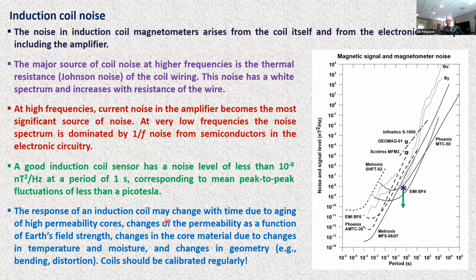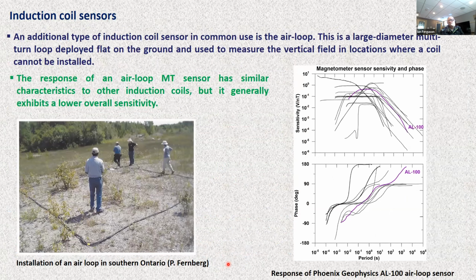Note that the response of a coil may change with time due to aging of the cores, the different response of the cores in the different Earth's field strengths, changes to the core material due to ambient conditions, and changes in the coil geometry, such as due to bending or distortion. Bottom line is coils should be calibrated regularly. We should also keep in mind the air loop sensor for vertical measurements. This will typically have a similar response to other induction coils, although it may have slightly less sensitivity than corresponding coils providing responses in the same bandwidth.